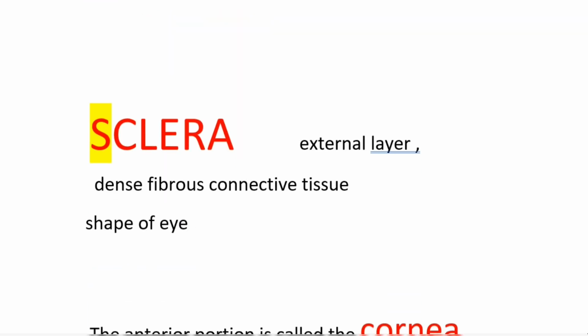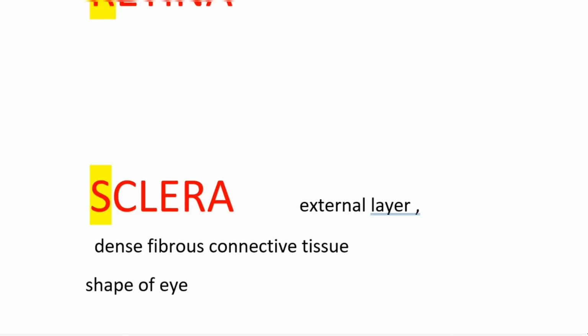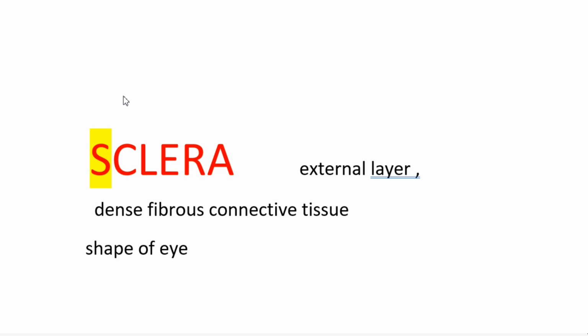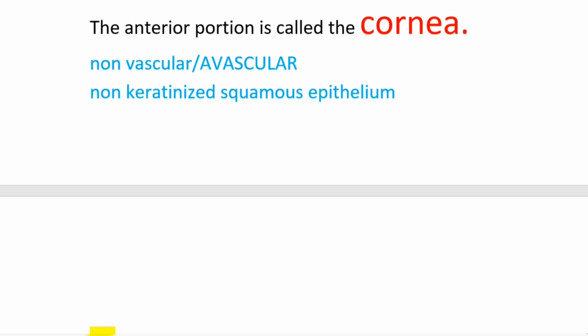Sclera is the outermost layer, which I already mentioned. It is composed of dense fibrous connective tissue, and the sclera helps in maintaining the shape of the eye. The sclera, which is also known as the white of the eye, is the outermost layer of the eyeball. The anterior portion of the sclera is known as the cornea. Cornea is avascular. So what is avascular?